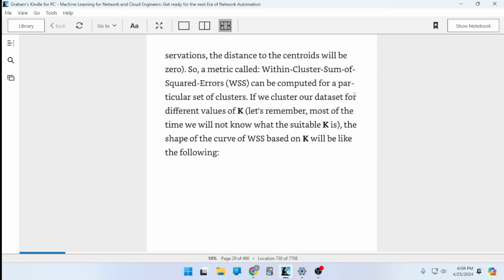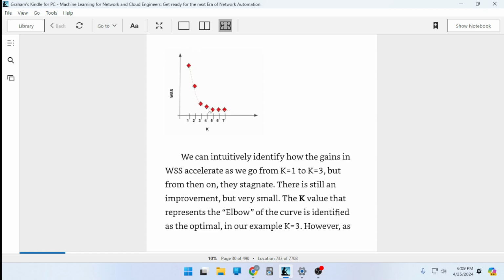So a metric called within cluster sum of squared errors, WSS, can be computed for a particular set of clusters. If we cluster our data set for different values of k, let's remember, most of the time we will not know what the suitable k is. The shape of the curve of WSS based on k will be like the following. So it'll be, shoot.